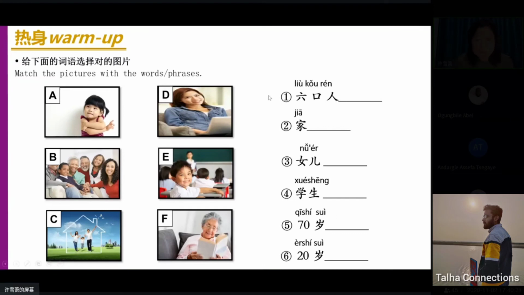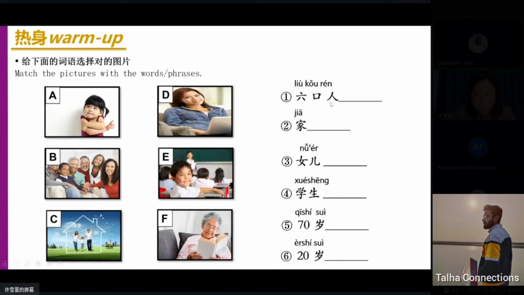Now, first, we need to match the expression with the pictures. Okay, now please take a look at the first expression. 六口人. Yeah, we've learned that 六 means 6. 人 is people, human beings. Now, 六口人, yeah, that means 6 people.